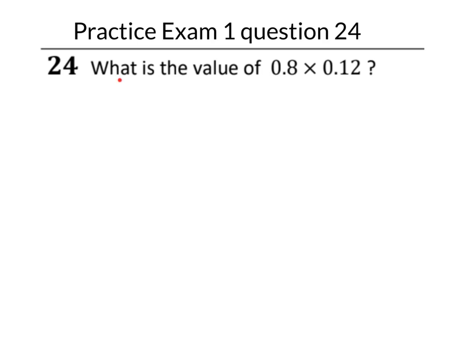Question 24. What is the value of 0.8 times 0.12? To multiply by decimals, step 1, ignore the decimals, and we do the calculation 8 times 12.